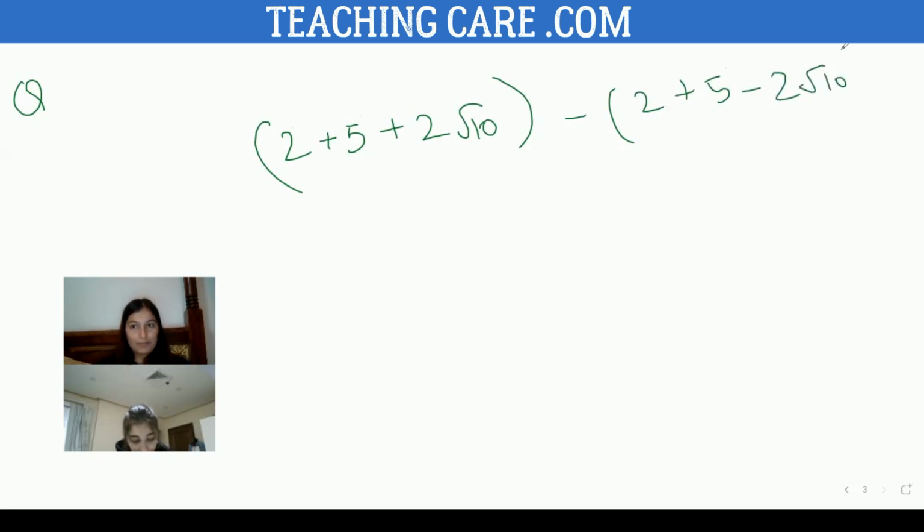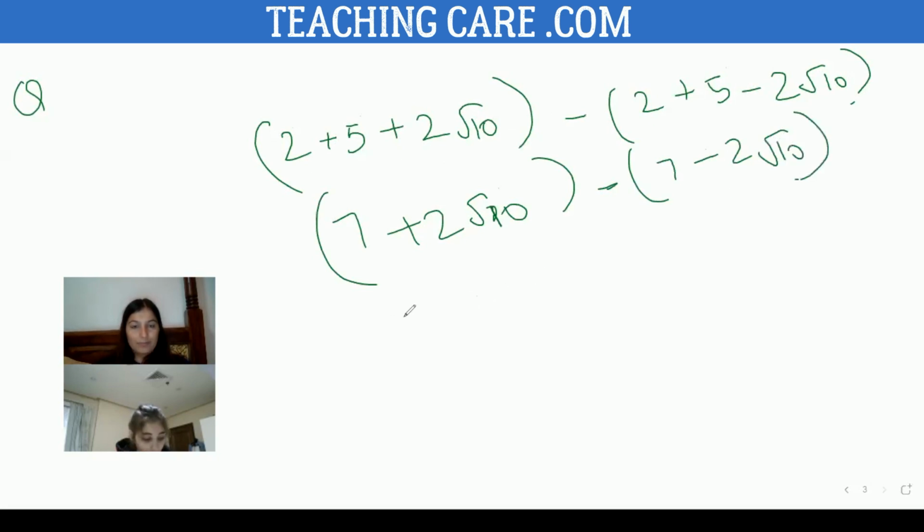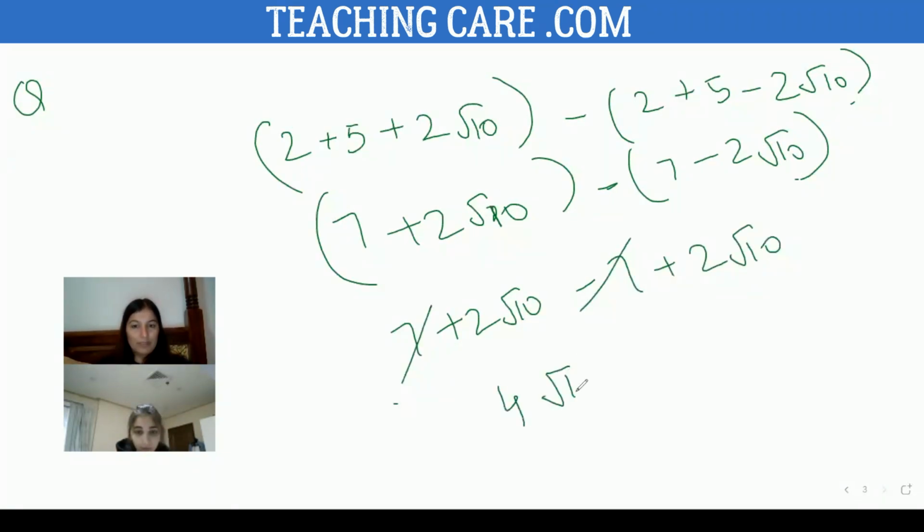So 2 plus 5 plus 2 root 10 minus 2 plus 5 minus 2 root 10. So you will get 7 plus 2 root 10 in the first bracket minus 7 minus 2 root 10 in the second bracket. So 7 plus 2 root 10 minus 7 plus 2 root of 10. This will get cancelled out. It will become 4 times root 10. Why is there root 10?